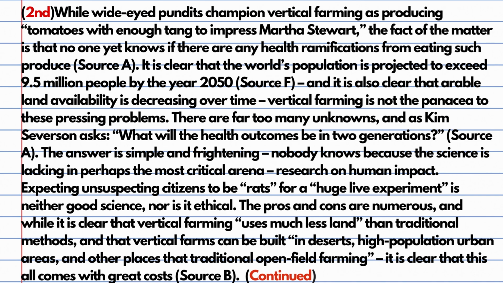So we got one source in here. It is clear that the world's population is projected to exceed 9.5 million people by the year 2050. That comes from source F. And it is also clear that arable land availability is decreasing over time. Vertical farming is not the panacea to these pressing problems. There are far too many unknowns, and as Kim Severson asked, what will the health outcomes be in 2 generations? Source A.